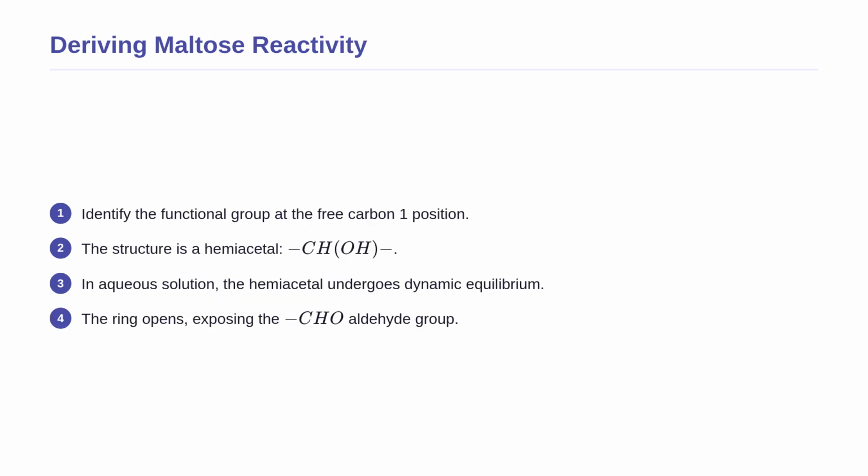So we have established that maltose is a reducing sugar. Let us break down exactly why this happens chemically. We start by identifying the functional group at that free carbon 1 position. Because it is not locked in a bond, it forms a hemiacetal structure. As we saw in our earlier formula, when this hemiacetal is placed in an aqueous solution, it undergoes dynamic equilibrium. The ring spontaneously opens up, exposing the reactive aldehyde group. This step-by-step structural feature is the fundamental reason why maltose can act as a powerful reducing agent in chemical reactions.